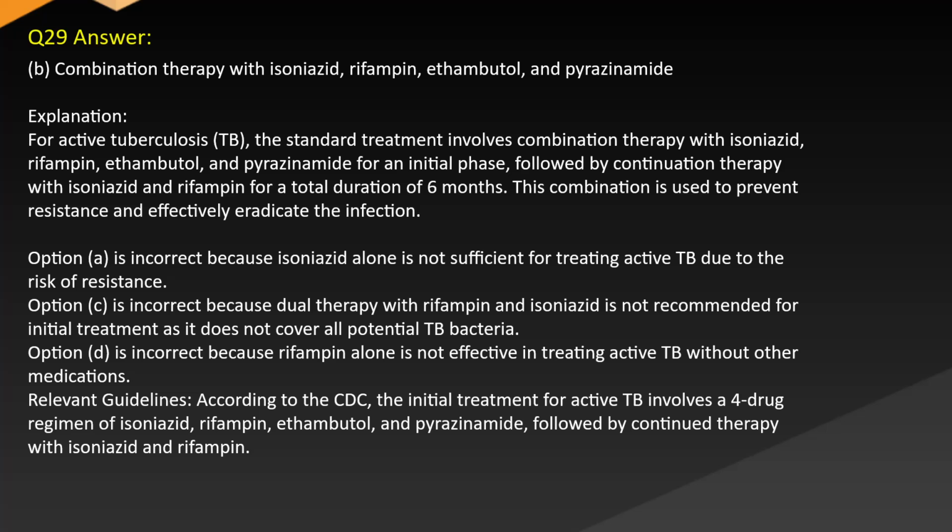Option A is incorrect because isoniazid alone is not sufficient for treating active TB due to the risk of resistance. Option C is incorrect because dual therapy with rifampin and isoniazid is not recommended for initial treatment as it does not cover all potential TB bacteria. Option D is incorrect because rifampin alone is not effective in treating active TB without other medications. Relevant guidelines. According to the CDC, the initial treatment for active TB involves a 4-drug regimen of isoniazid, rifampin, ethambutol, and pyrazinamide, followed by continued therapy with isoniazid and rifampin.